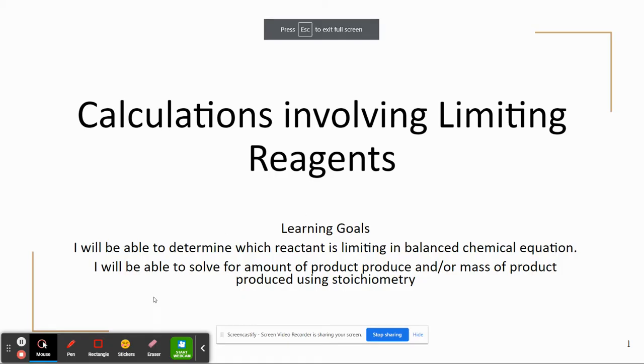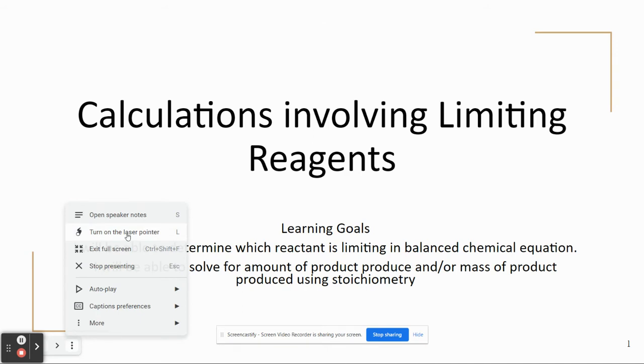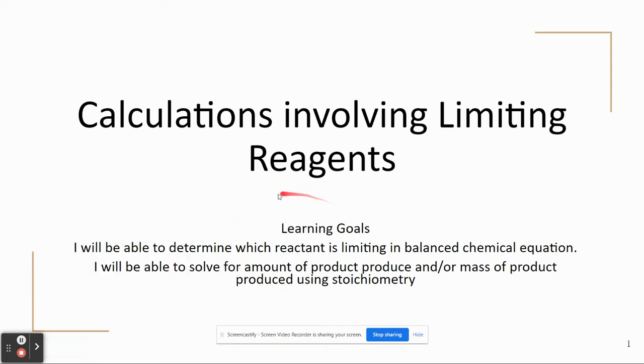In this video, we're going to take a look at stoichiometry with limiting and excess reactants. We sometimes also say excess and limiting reagents. Reagents and reactants mean the same thing: the starting ingredients or the starting materials for your reaction.